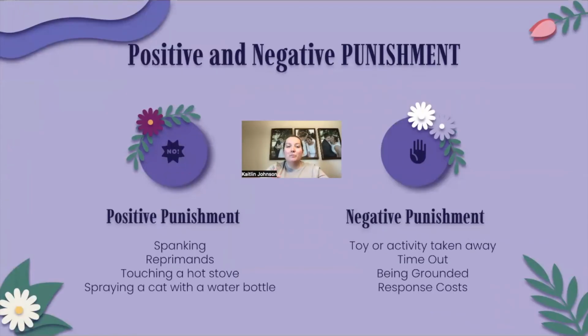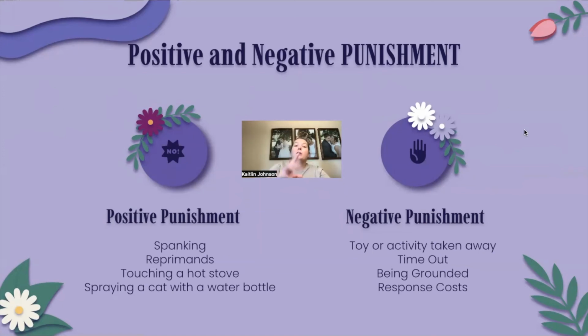Positive and negative punishment. Remember, punishment is decreasing the likelihood of a behavior occurring again in the future. Positive punishment examples would be spanking. Remember, positive, you're adding. Spanking, reprimands, touching a hot stove, or even spraying a cat with a water bottle. I'm very familiar with that one.